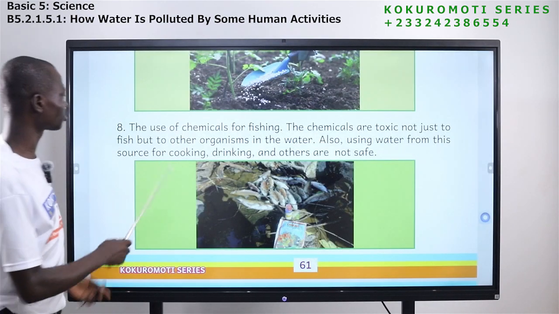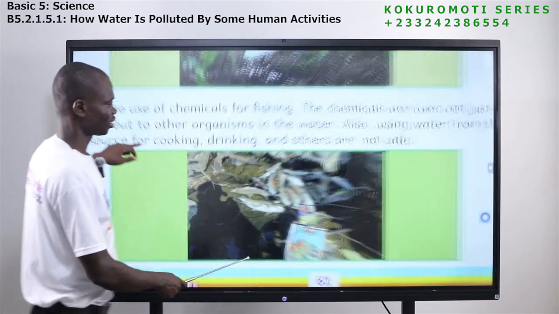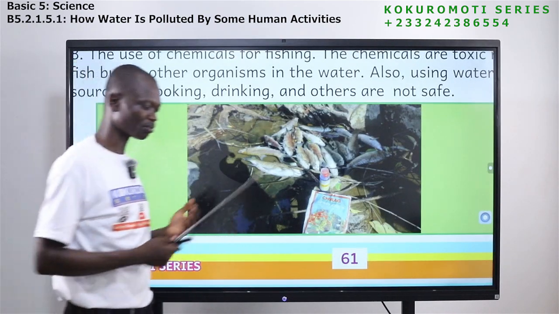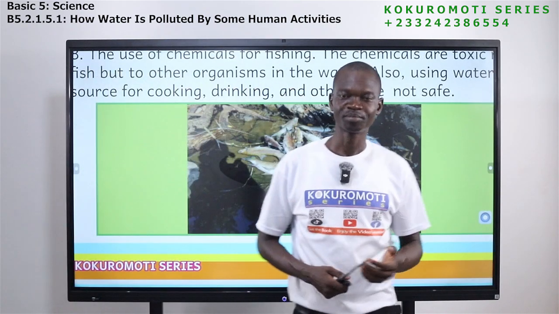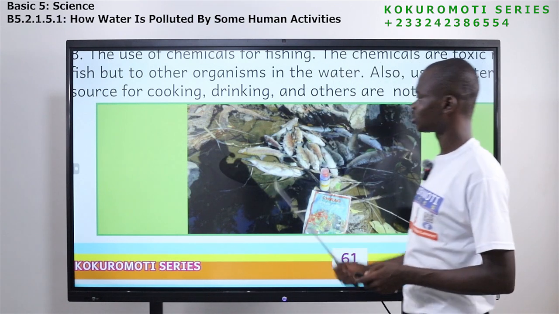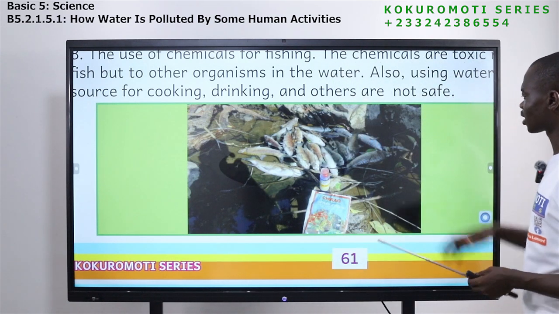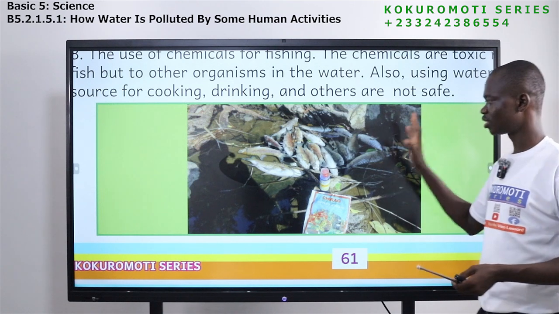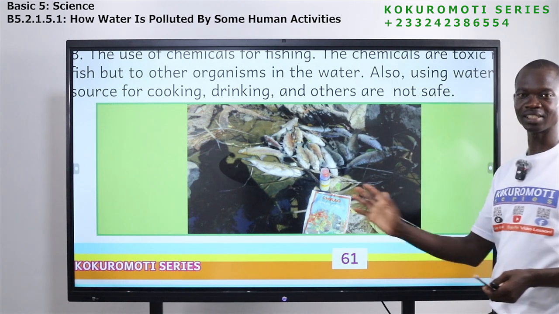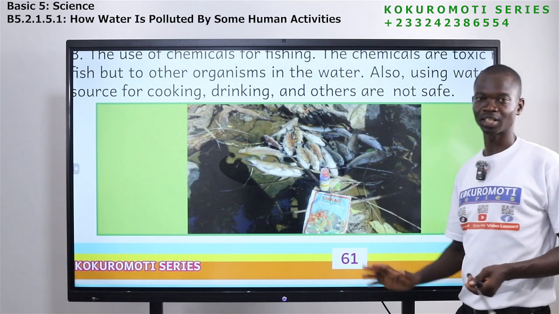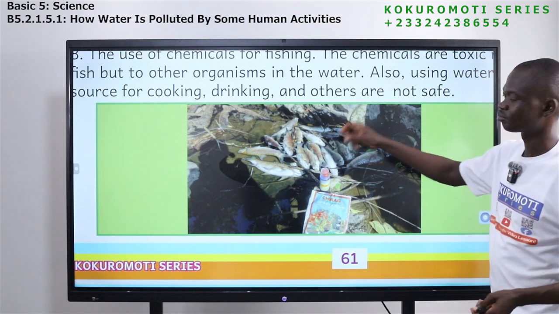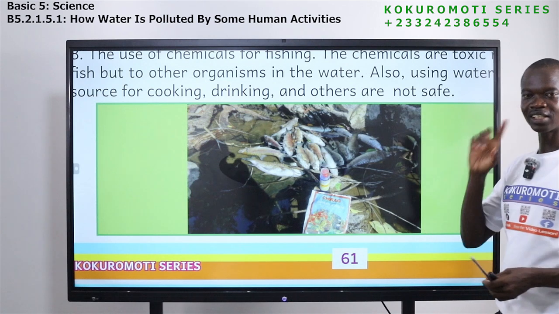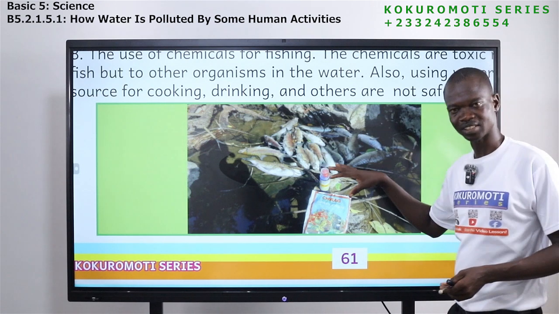Number 8, the use of chemicals for fishing. Look at the fish that we buy from the markets. How do people get the fish? They use chemicals. They pour the chemical into the water. All living things, not only fish, frogs and others, all living things in the water will die. Then they will just take them. If you do this, don't think that you have only killed the living things.